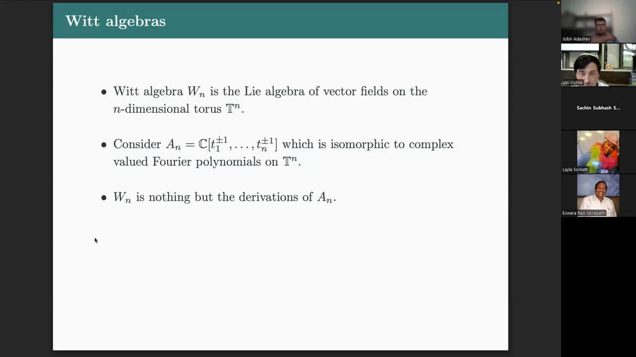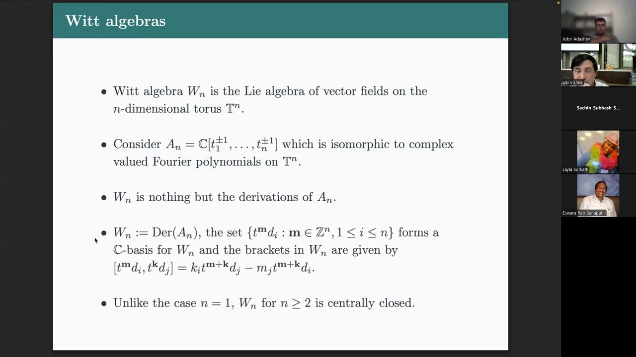One highly anticipated question: as for W1 there is a non-trivial central extension, does there exist a non-trivial central extension for the W_n case also? Unfortunately, it's not true. For n greater than 2, W_n is indeed centrally closed. W_n is the derivations of the Laurent ring. You can have these t^m d_i as their C basis, and they have a nice closed form of their bracket operations. As we have defined W_n, let us make some noise about their representations.